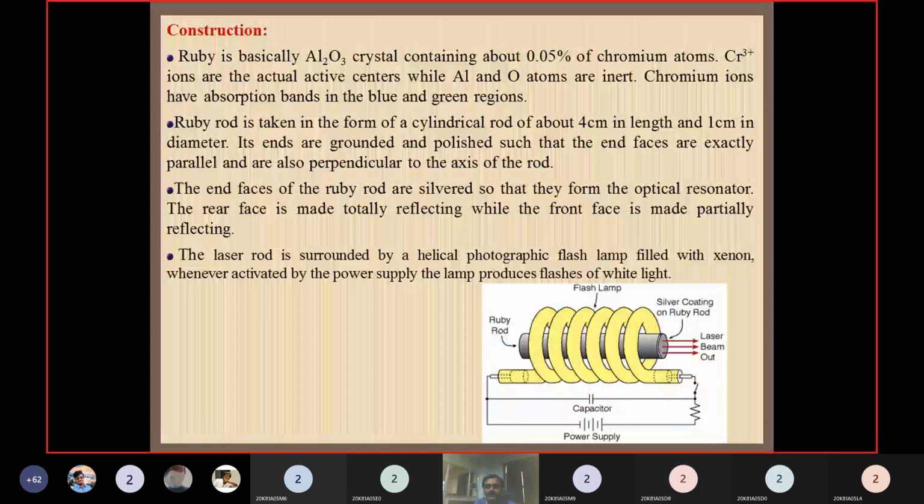These depend on their energy levels. So that absorption depends on that. That's why in that white light, the ruby rod absorbs only two colors, because chromium absorbs blue and green colors only. The remaining colors are not useful. So this is about the construction of the ruby rod. Now we will discuss the working of the ruby rod.